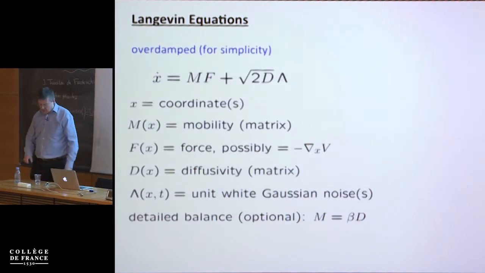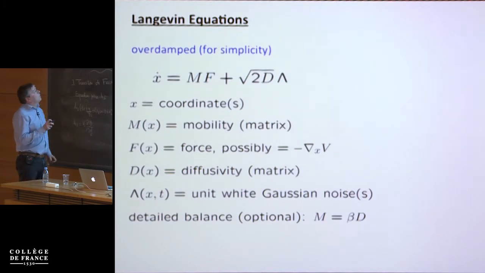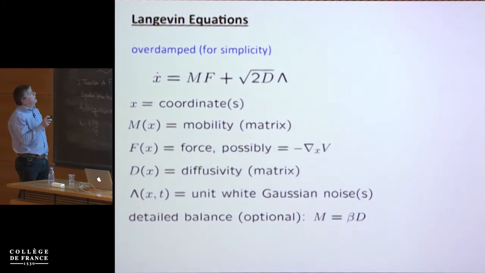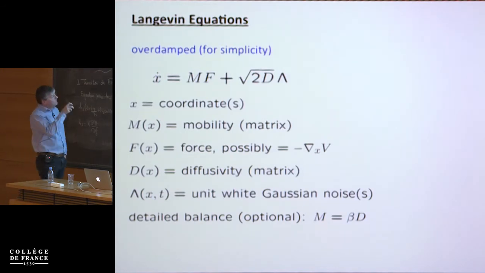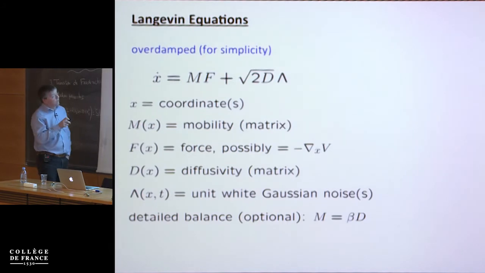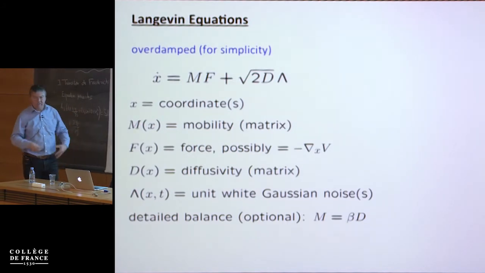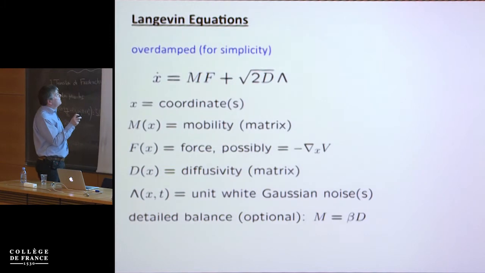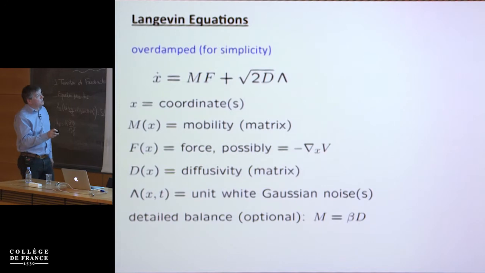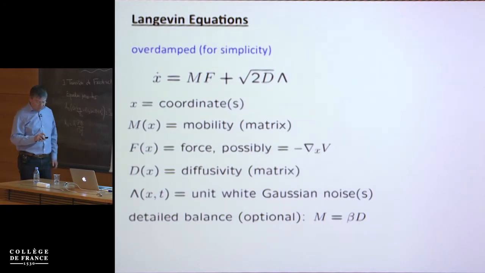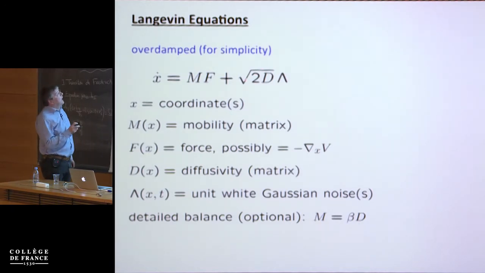So this is the simplest kind of equation one can write down for an overdamped active particle. Here is its coordinate. Now, this can be a coordinate of one particle, but up to just generalizing the notation, I can also think of that as a many-body configuration of a whole set of interacting particles. It obeys a Langevin equation with some kind of mobility, which in that case, if this is a long list of coordinates, is a matrix, a force, which could be the gradient of some potential, some external or interaction potential, but need not be. And here, lambda is unit white noise.